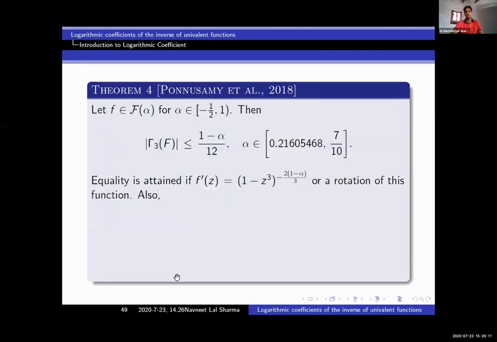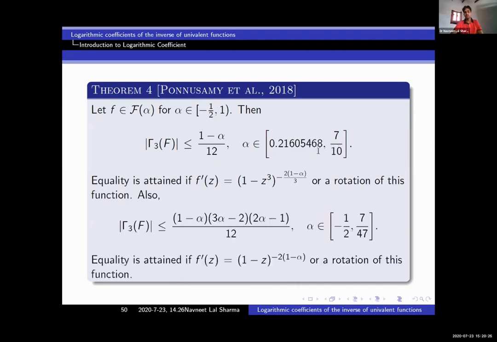And we can see another result, modulus of gamma 3 less than or equal to (1 minus alpha) divided by 12 when alpha lies in this range. But we can see here our alpha lies in minus half to 1, but we are getting this value only for this range. But what about the other range? Similarly, we have modulus of gamma 3 less than or equal to this value for another range. But because this problem does not solve, we cannot solve this problem for the whole range of alpha. This is also till now an open problem.